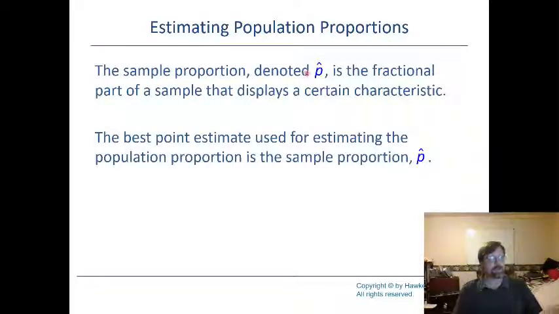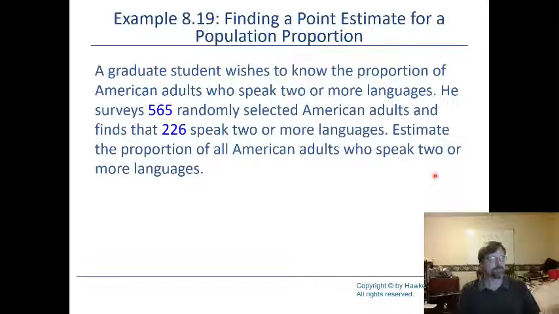The sample proportion is p with this little hat over it, so p hat. It's the fractional part of the sample that displays that characteristic. It's usually the best estimate for estimating what the population proportion is. So, for example, if we have a graduate student who wants to know the proportion of American adults who are at least bilingual, and he randomly surveys 565 randomly selected American adults and finds that 226 speak at least 2 languages, what would his estimate of all American adults who speak 2 or more languages be?